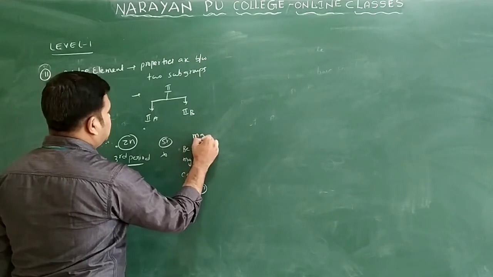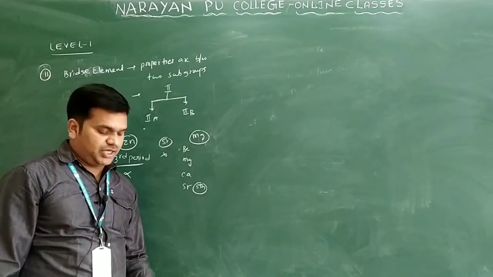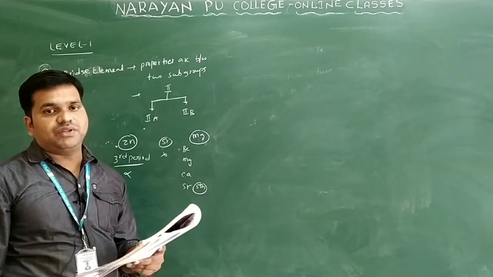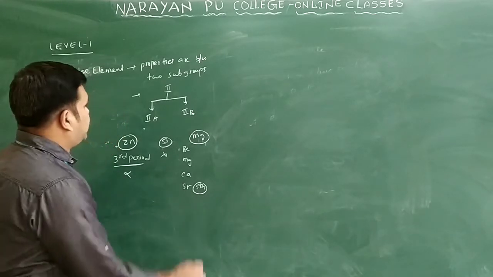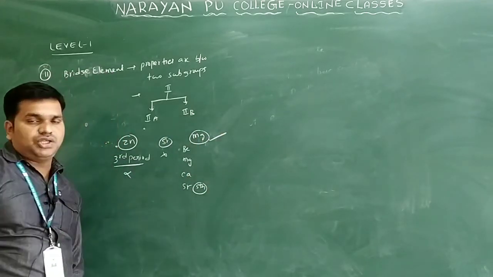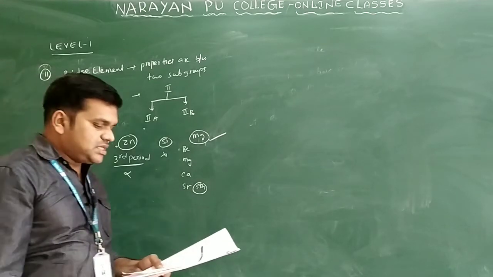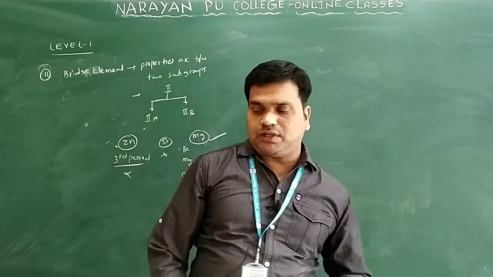Come to magnesium. Magnesium belongs to the second group of elements. So magnesium's properties can be between second A and second B. So what is your answer? Your answer is magnesium. Why? Because magnesium belongs to the second group of elements.